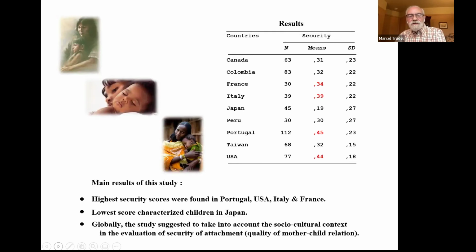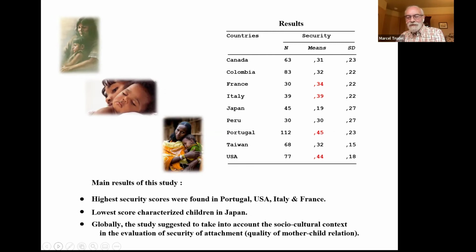As a result of this collaboration across the world, we got an idea that the mean score of security is very variable across cultures. For sure, Portugal has the highest score. So the children from Portugal are much more secure than in any other country in this study. Italy, USA is not bad, 44.